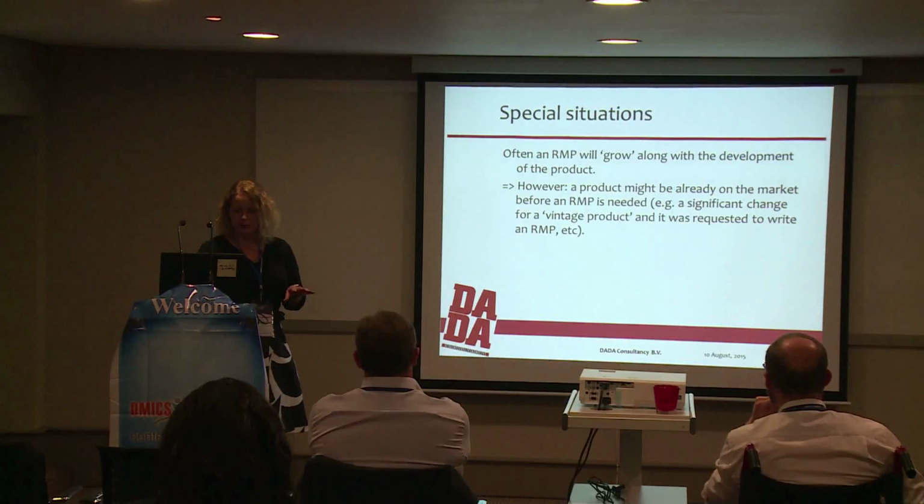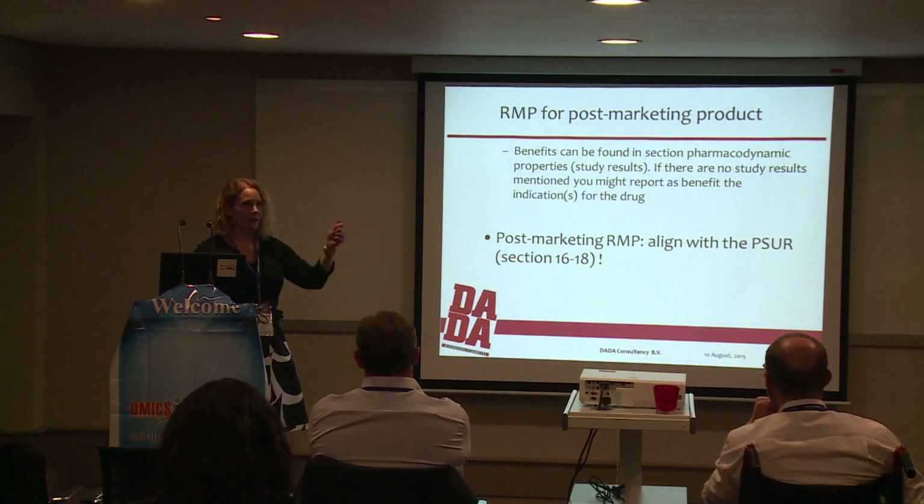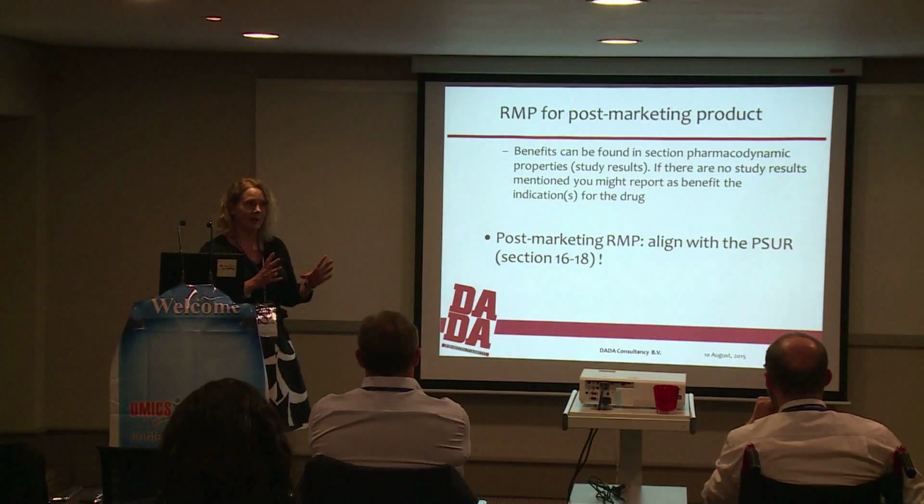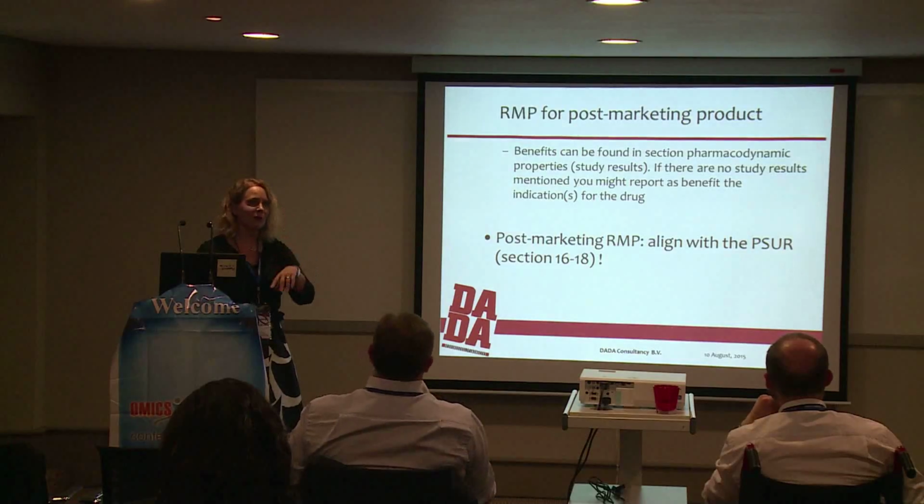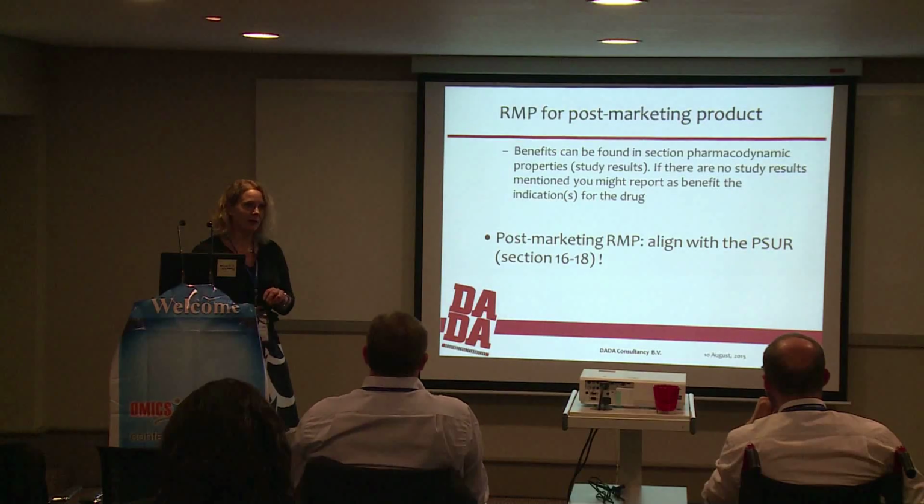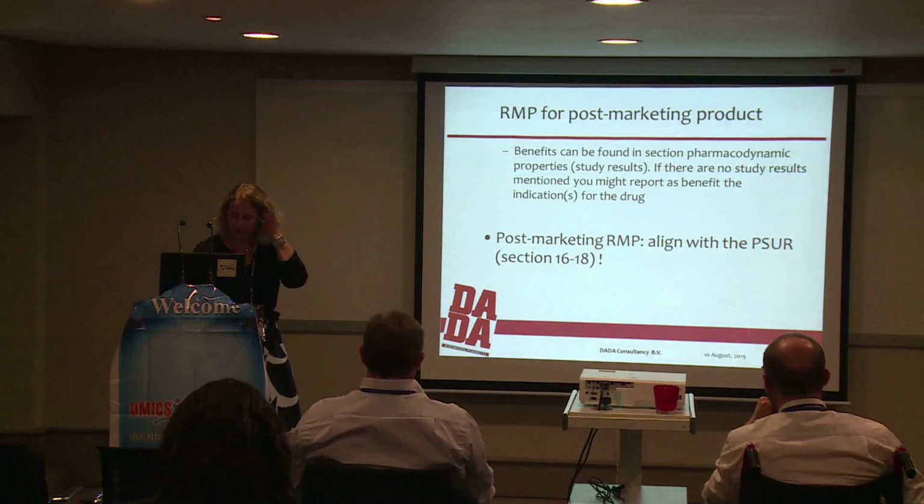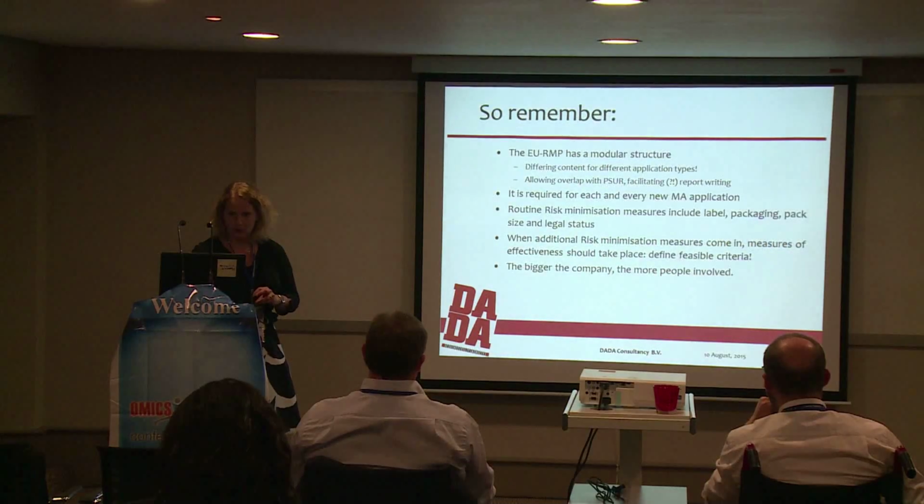The special situations I'm describing is where a product might be already on the market before an RMP is needed. That's when you can take the SmPC and try to find some older data, but the SmPC at that time would be leading on what should be in the risk management plan. And you can align this RMP with the last PSUR that you wrote and see if that still applies for your current RMP, to follow up with Giovanni's comment.